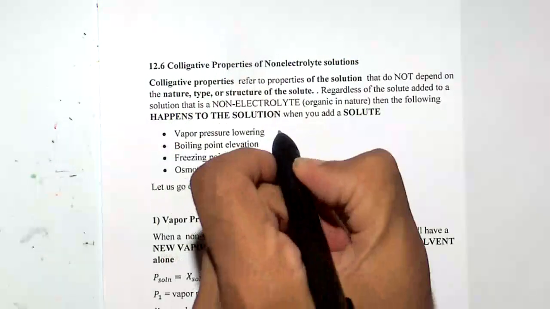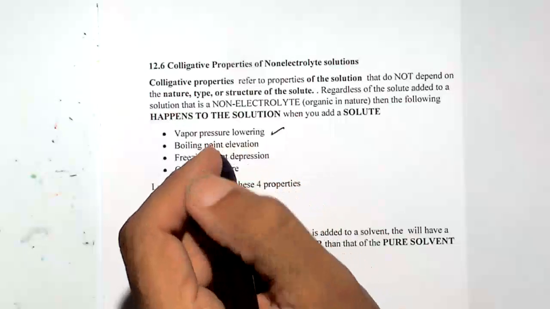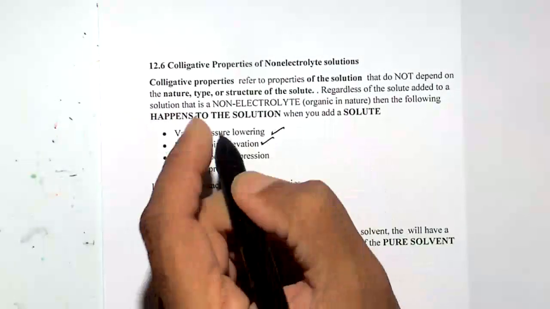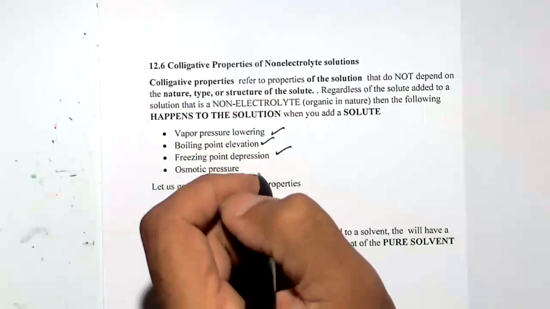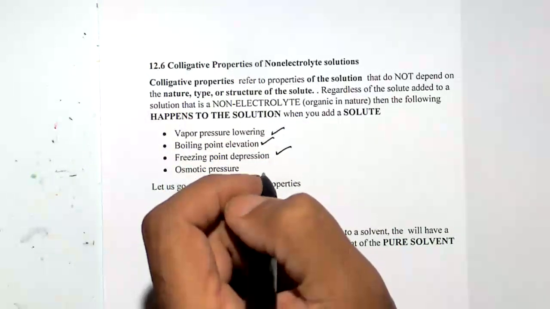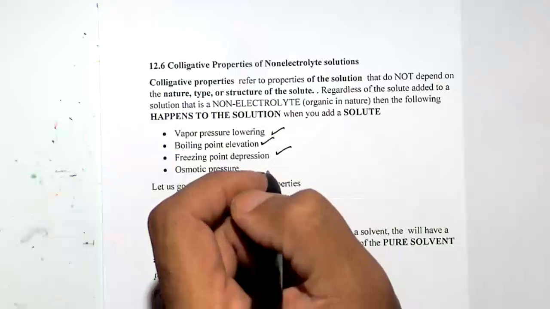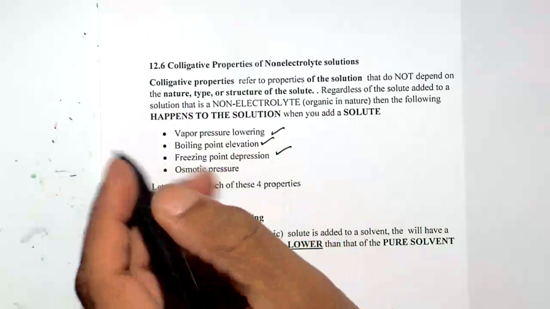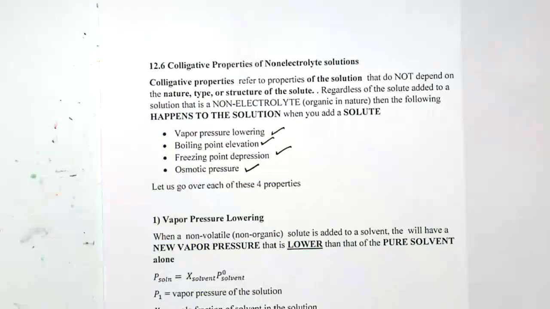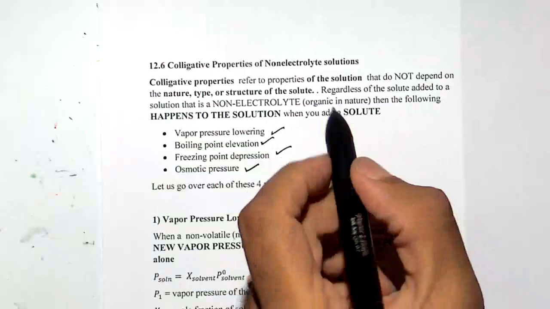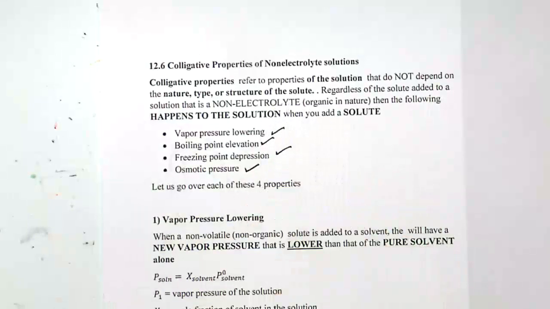We have a new vapor pressure that is lower. We have a new boiling point that is higher. We have a new freezing point that is lower. And the biology people, if you put a membrane somewhere in between, what will you have? Osmotic pressure, which means water is going to rush through the semi-permeable membrane. So this is what happens.